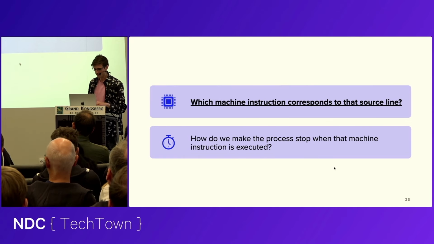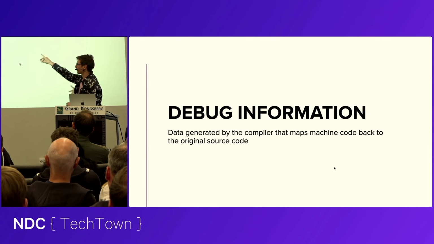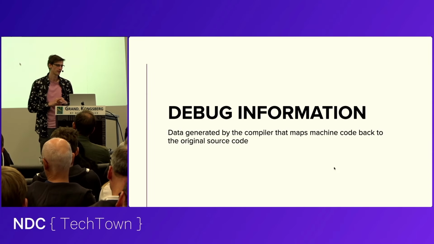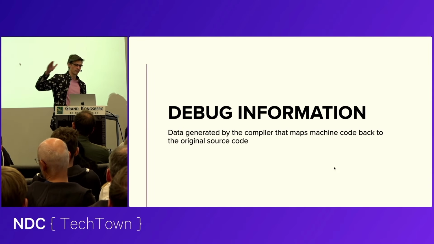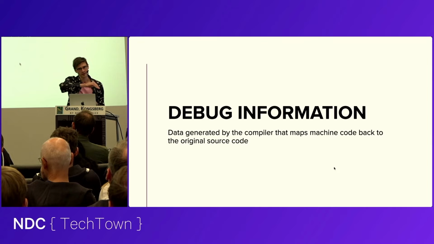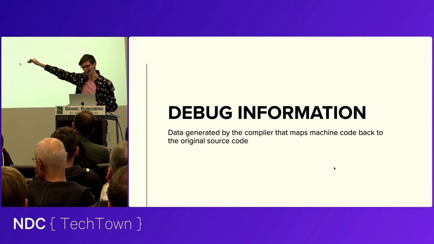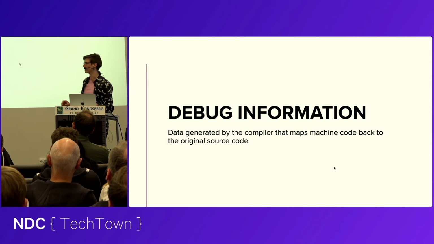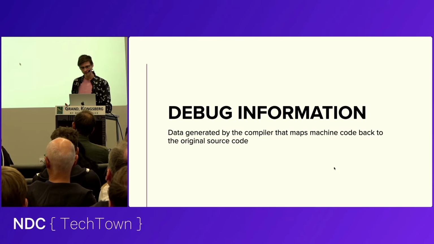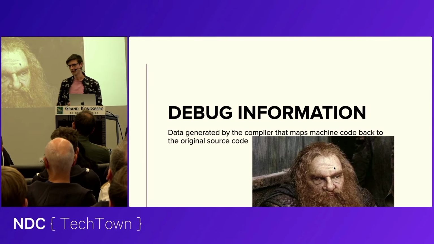Well, the first part is done through debug information. This is data generated by the compiler that maps your machine code back to the source. And on Linux, DWARF is the main debug format.